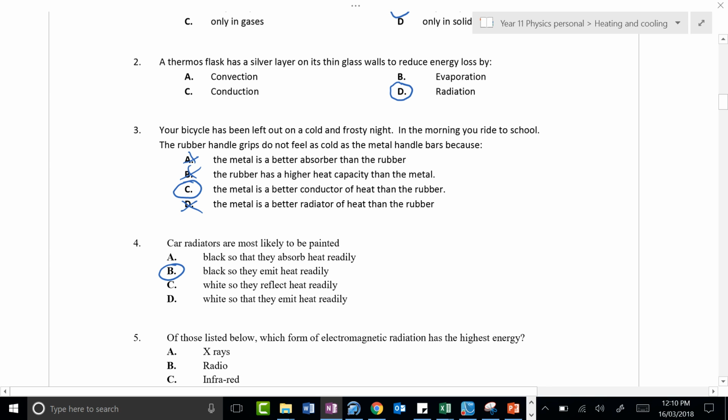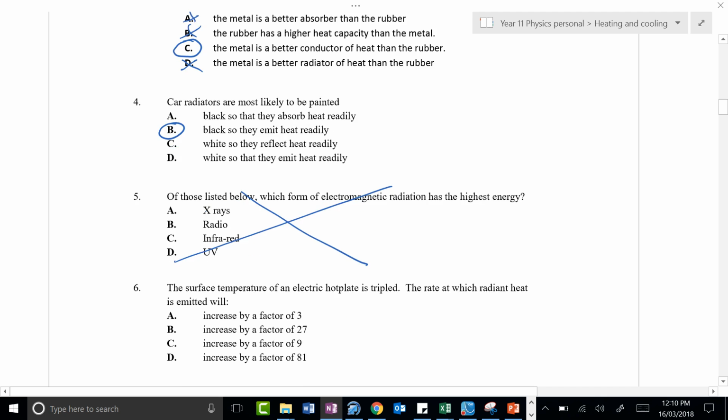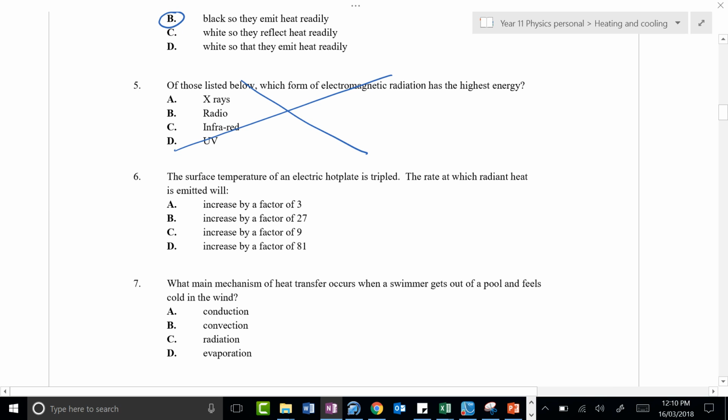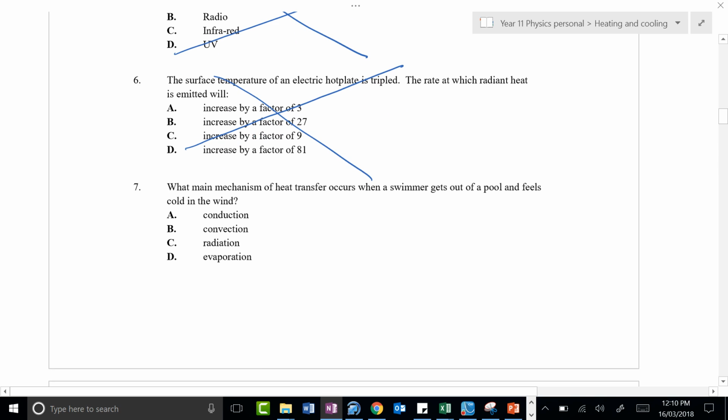Now, of the listed below, we didn't go through electromagnetic radiation. That was from section 2.1, so I can just get you to cross that off. Same thing with the surface area. Now, we discussed this: as you get out of a pool and feel cold in the wind, what's actually happening?